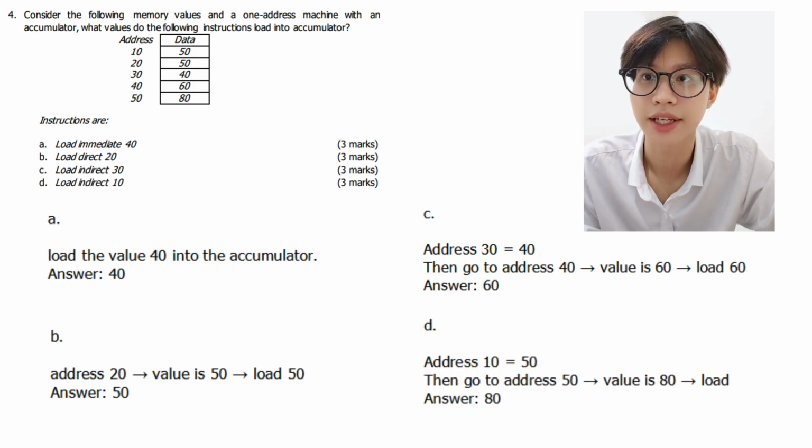Load indirect 10. So first, the instruction reads the content of address 10, which is 50, then it uses 50 as an address and reads what's stored there. So address 50 contains the value of 80. So the answer is 80.